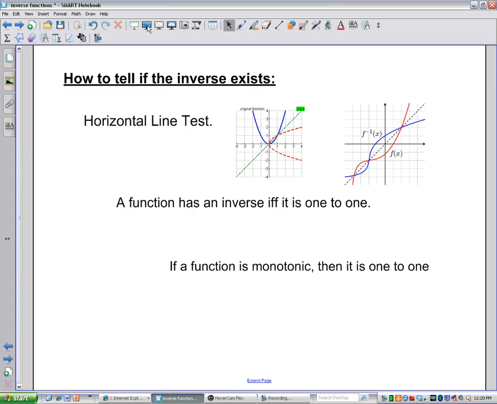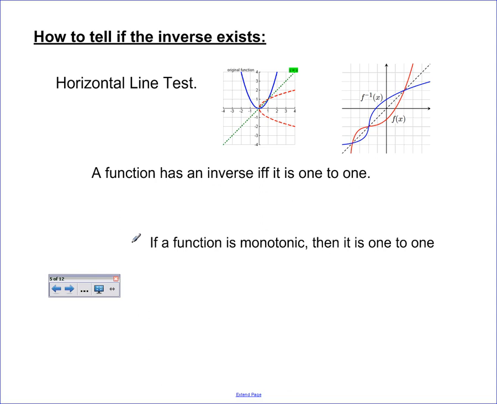Let's go big screen. It's cleaner looking. Ooh, much nicer. How to tell if the inverse exists? Sorry about the coughing there. How to tell if the inverse exists? Well, we have the horizontal line test. Here's my original function. This is its inverse. We just essentially folded that function over y equals x.